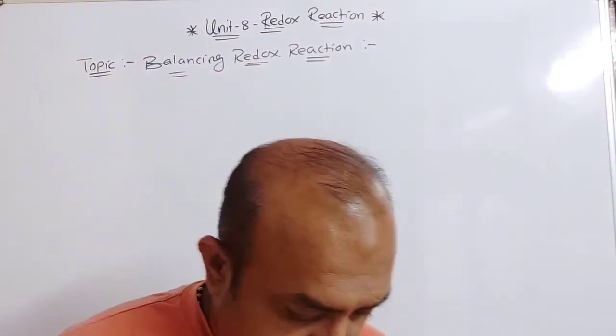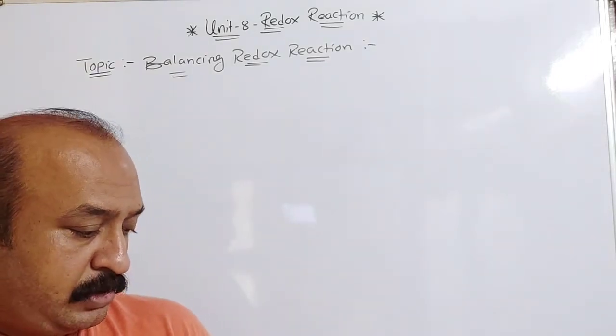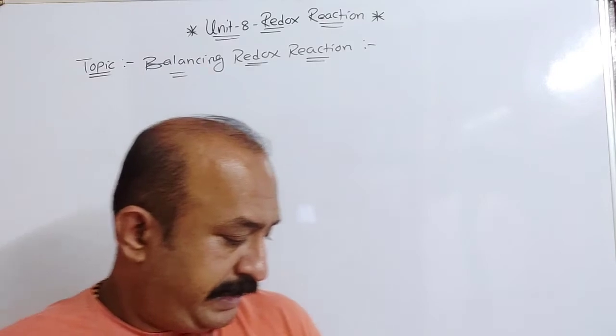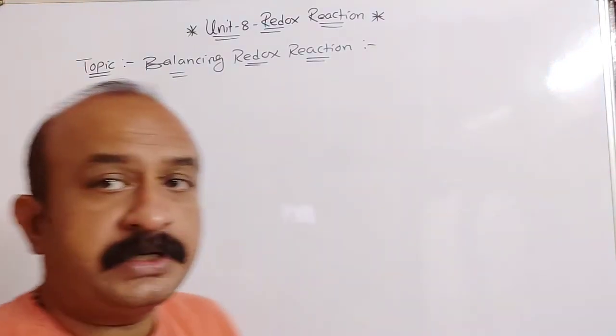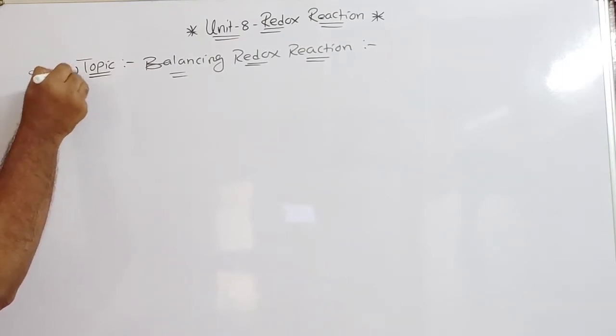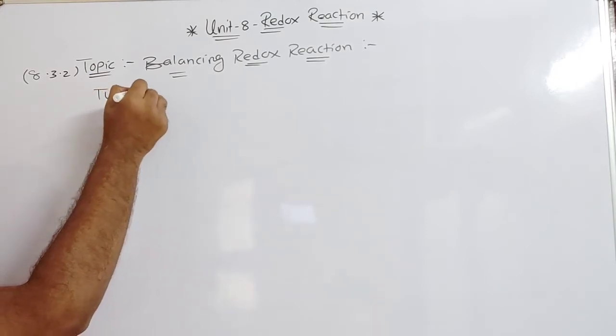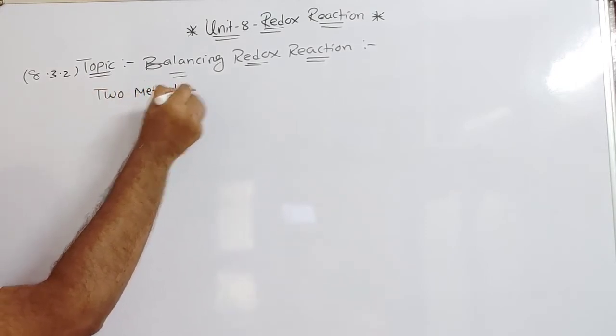We will explain the steps by taking an example. In your textbook, I think problem 8.8 is given. You can just see there. Balancing redox reactions, if you see in your textbook, is topic 8.3.2. In that there are two methods.